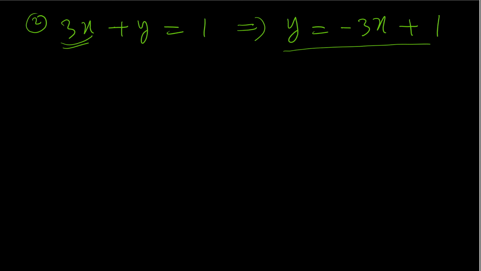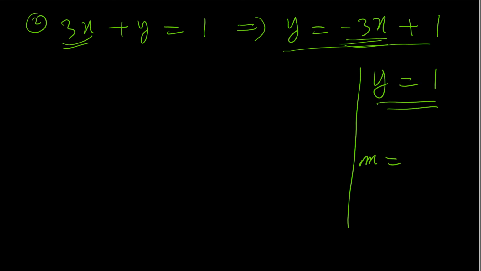Now what is the value of the y-intercept? If I set x equal to 0 here, I get y equal to 1. So this is my y-intercept. Then the slope, which is m in this case, is negative 3 over 1, which is the change of y over the change of x. Now it's time to graph.